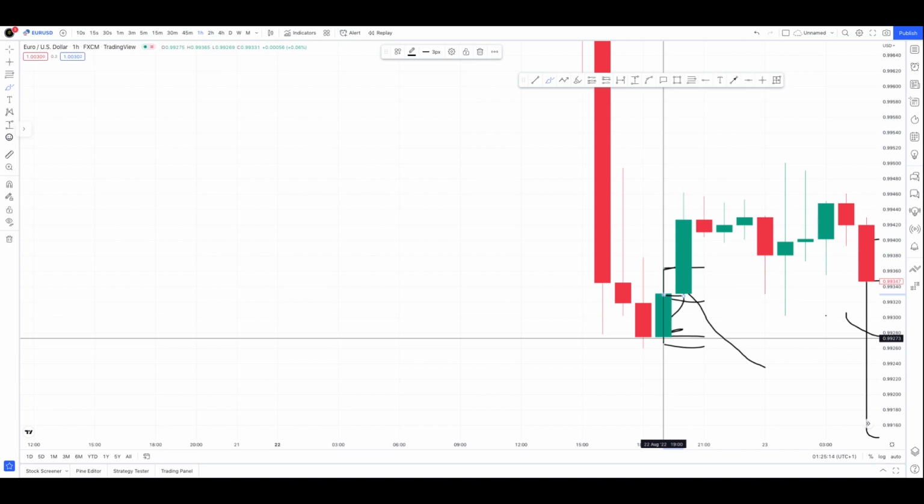The market opened at 0.99273 on Euro USD, had a close at 0.99328. Then the highest point the market got to was 0.99365, and the lowest point it got to was 0.99265. That is at 7 p.m.